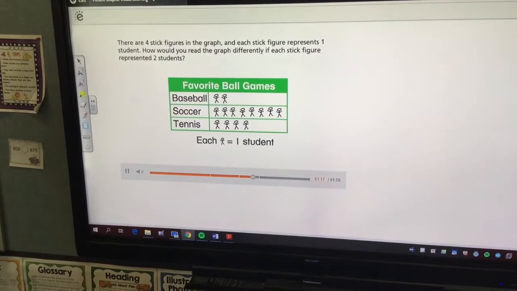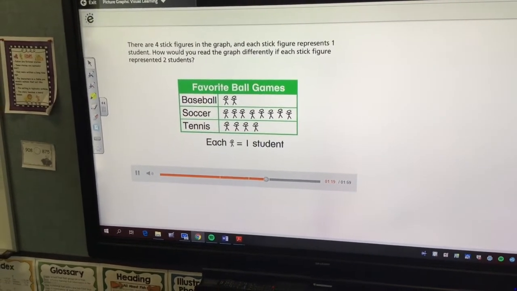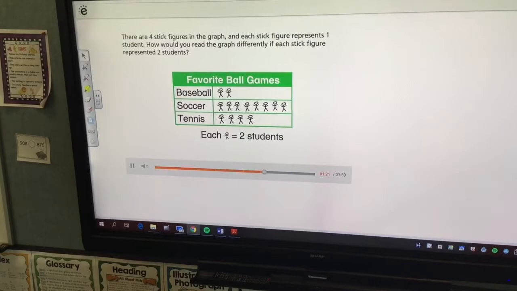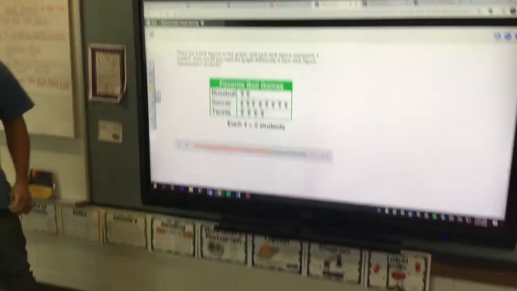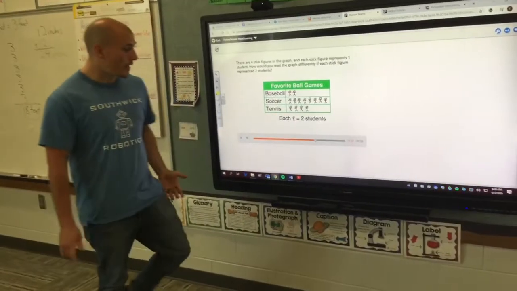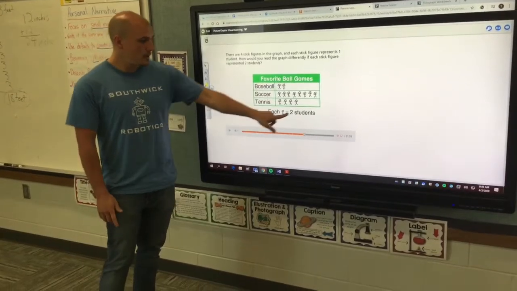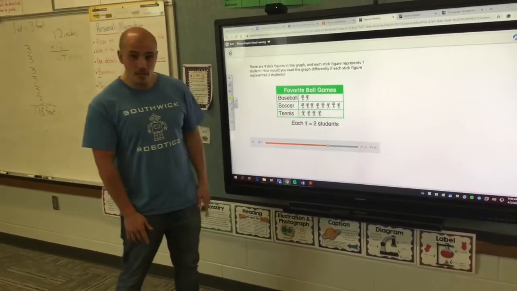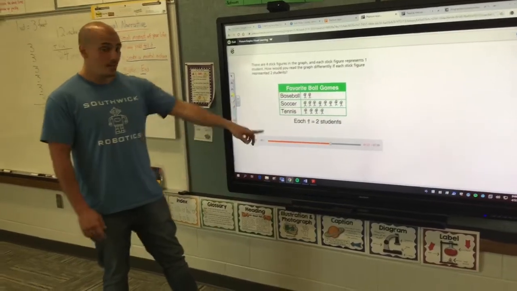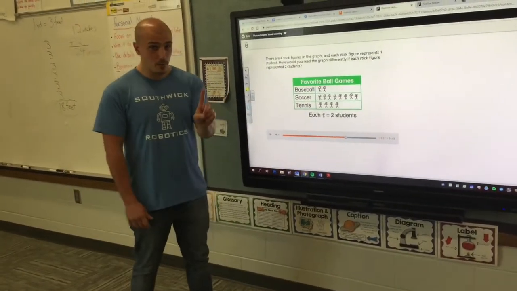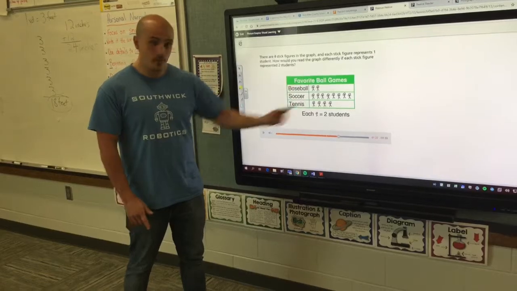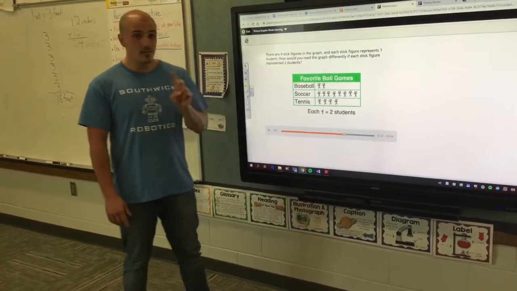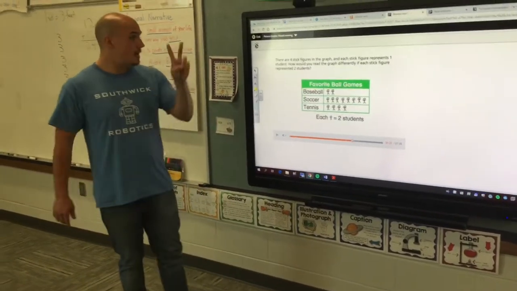How would you read the graph differently if each stick figure represented 2 students? Ooh. All right, so this is interesting, and this is a good point. You need to pay attention to the picture, because if we're looking at a graph that's already made, it'll tell us how much each picture is worth. Each stick figure used to be worth 1 student, so we counted 1, 2. Now, each one is 2 students, so that means we're counting by 2.